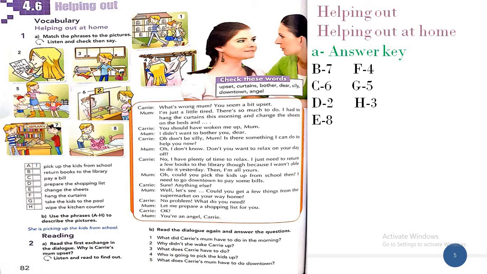E, change the sheets, 8. Look, she is changing the bed sheets. And F, hang the curtains. Look, it's picture 4. She is hanging the curtains. G, take the kids to the pool. It's clear. Look at picture number 5. She is taking the kids to the pool. And the last one is H, wipe the kitchen corner, which is picture 8. Look, she is wiping the kitchen corner.